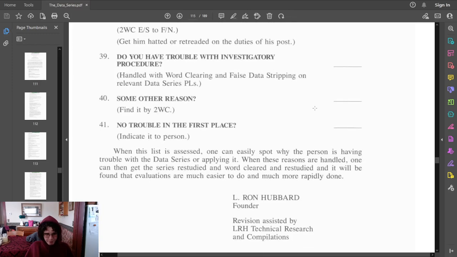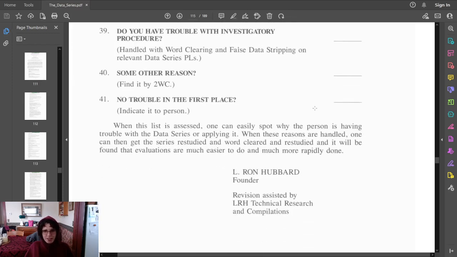Indicate it to the person. When this list is assessed, one can easily spot why the person's having trouble with the data series or applying it. When these reasons are handled, one can then get the series restudied and word cleared and restudied, and it will be found that evaluations are much easier to do and much more rapidly done. So again, they say one can easily spot why the person, no.